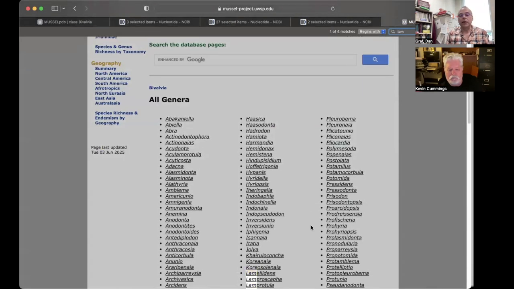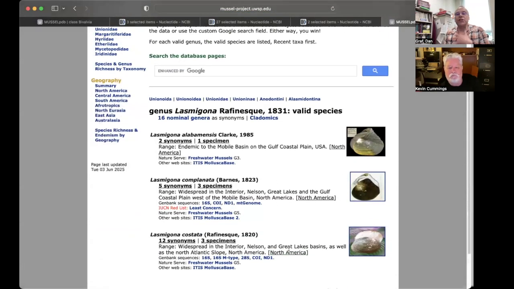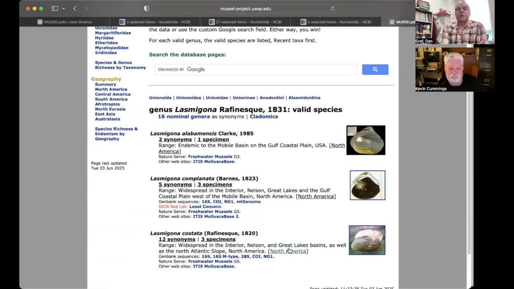Lasmi, here we go. Right, and get there. And what you notice here on the MUSSEL Project website is that when you're looking at Lasmigona, it really lists only 3 species. For example, one really common widespread species that's been called Lasmigona is Lasmigona compressa. And you'll notice that it's not on the list. That's because, based on the published phylogenies, Lasmigona isn't monophyletic. And that's what I want to show, how these data show that.